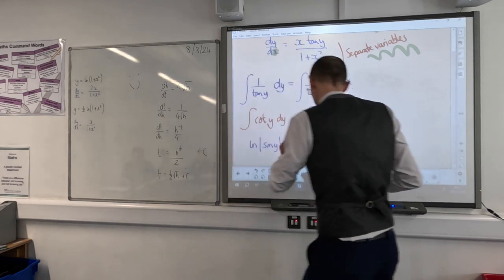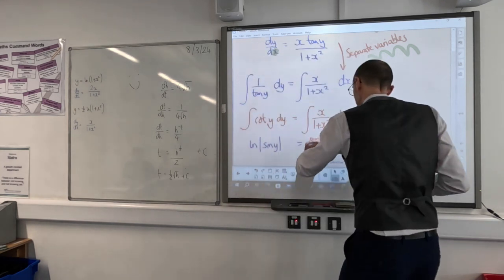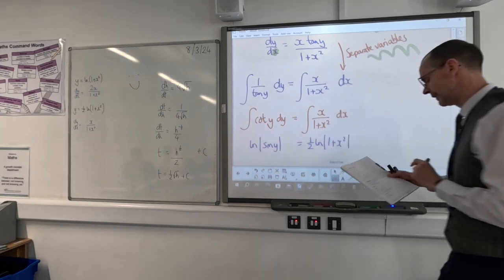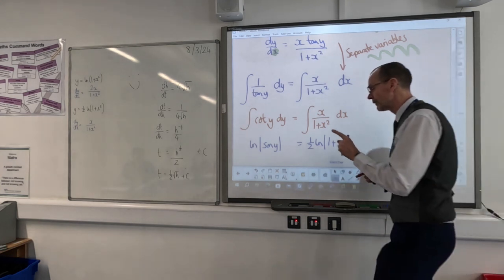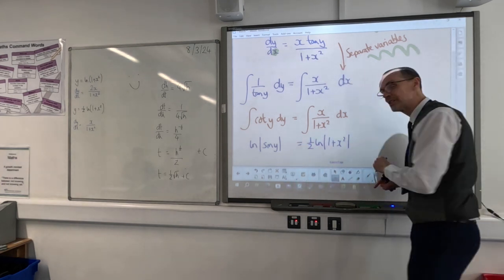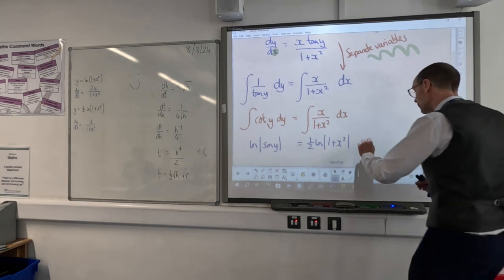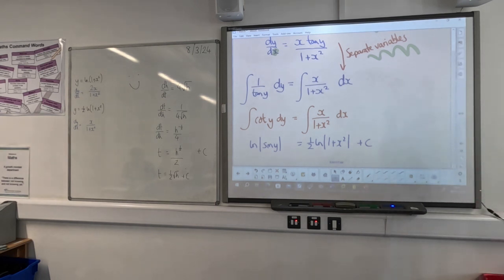So that's going to be a half of ln 1 plus x squared. Now, at this point we might be thinking, I've forgotten something, or maybe I've forgotten two things. Because surely we should have a plus c here, and we should have a plus c here, and you're right. Both of those integrations would have a constant associated with them. But what we tend to do is roll those into a single constant, and write this as plus c.